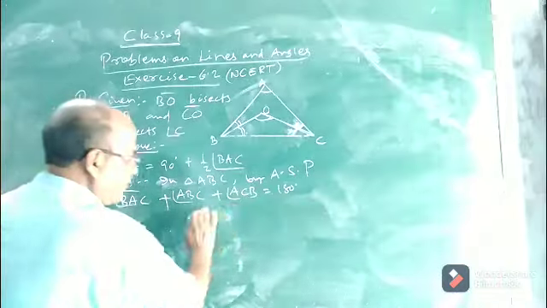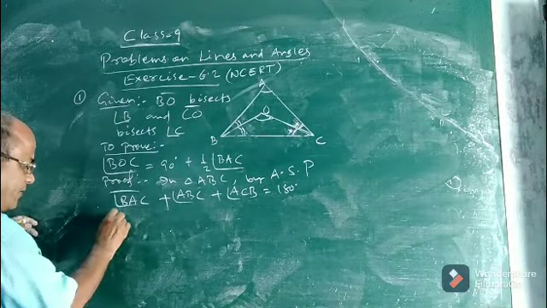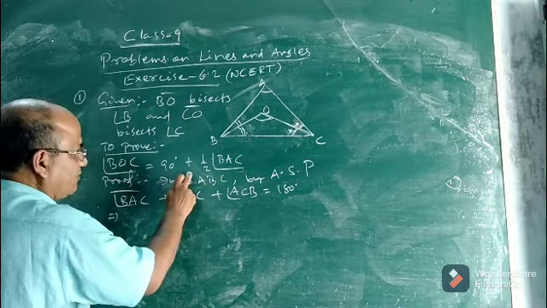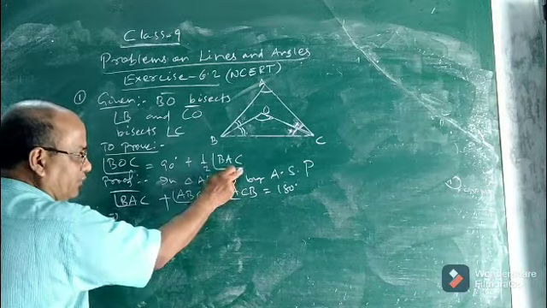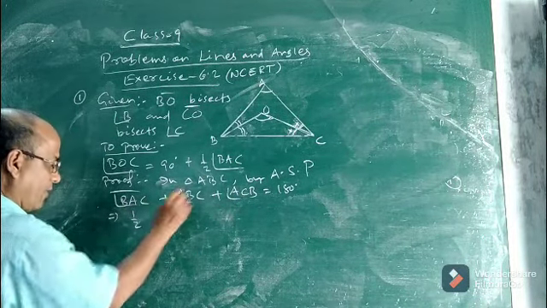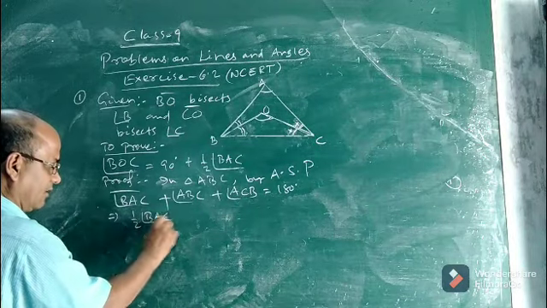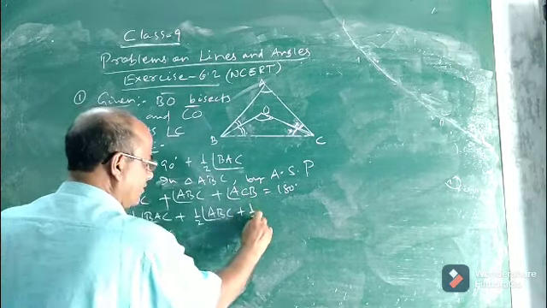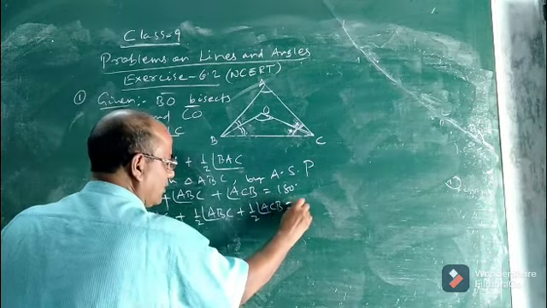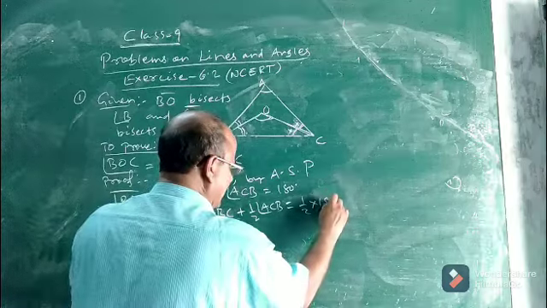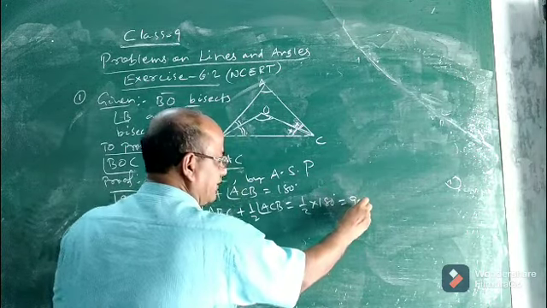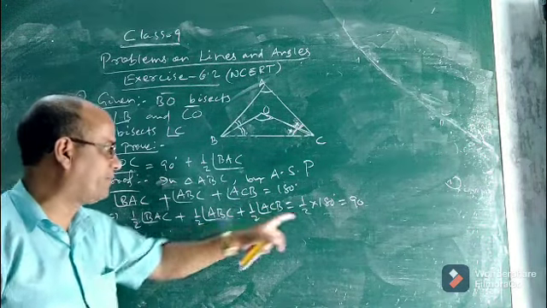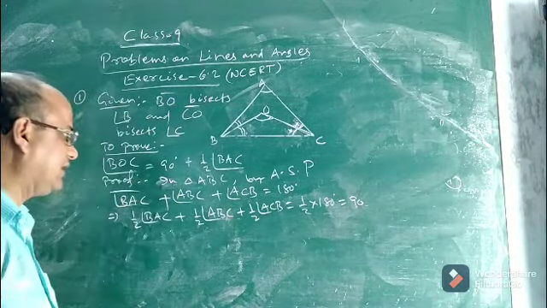Now, if the sum of the angles of the triangle is 180, take the half of everything. Half you have to take because there is a term on the right hand side, half BAC, which we need to prove. So half BAC plus half ABC plus half ACB will be equal to half into 180 degree, that is 90 degree.